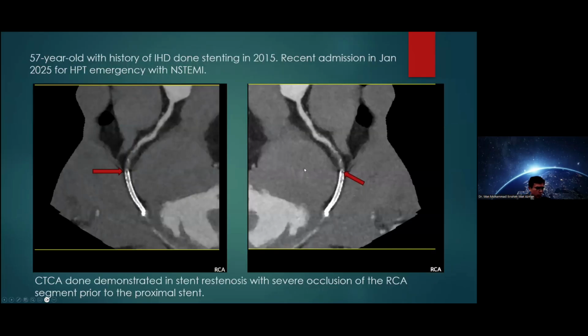We also get referrals to assess in-stent stenosis. So this is a 57-year-old with ischemic heart disease who had stenting in 2015, and was recently admitted for hypertensive emergency and non-STEMI. CT done shows hypointensity in the proximal segment of the stent, which totally occludes the whole lumen. So this is in keeping with in-stent restenosis of the mid RCA.